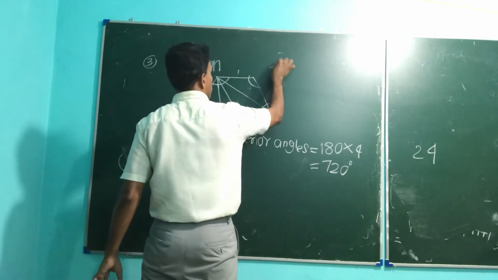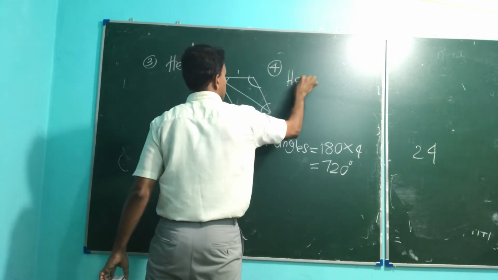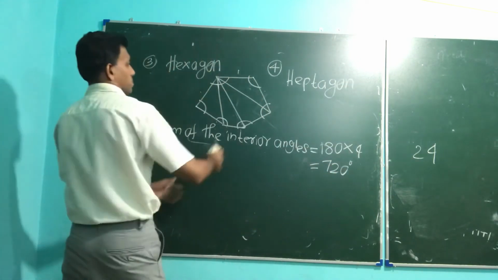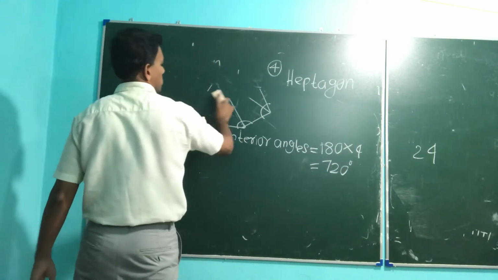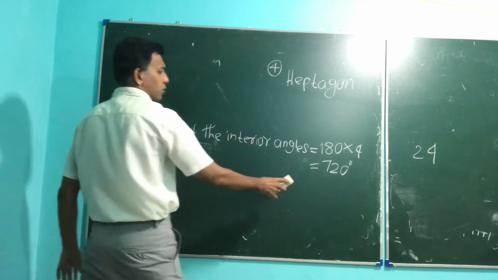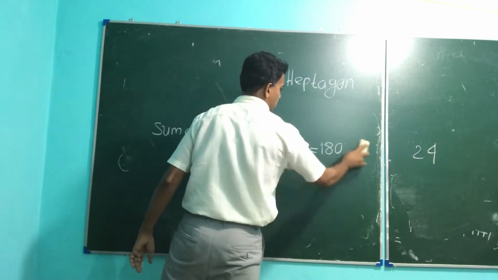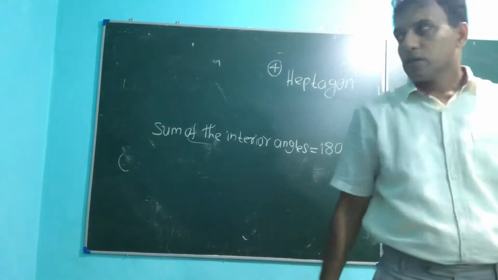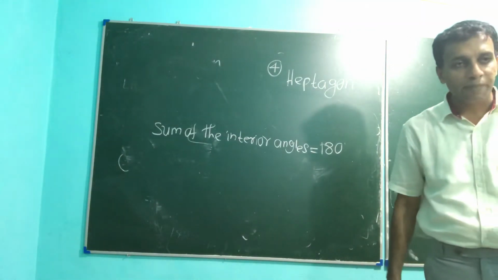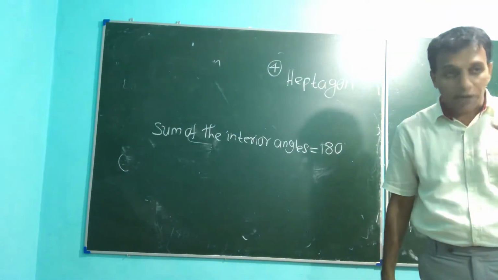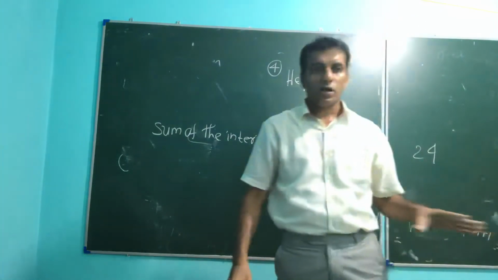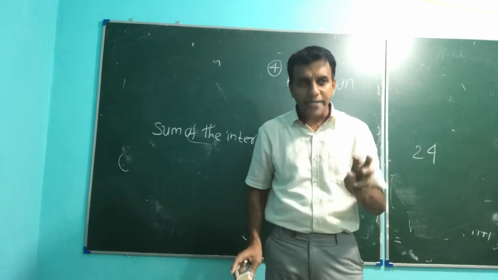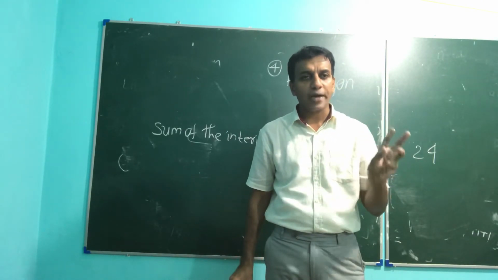Number 4, heptagon. Sum of the... I won't draw here. I said easy method: without a diagram, in the future, or they will give the diagram. So what is a heptagon? 7 sides. Therefore we have 5 triangles, right? Subtract 2. That's the idea to find how many triangles are available.